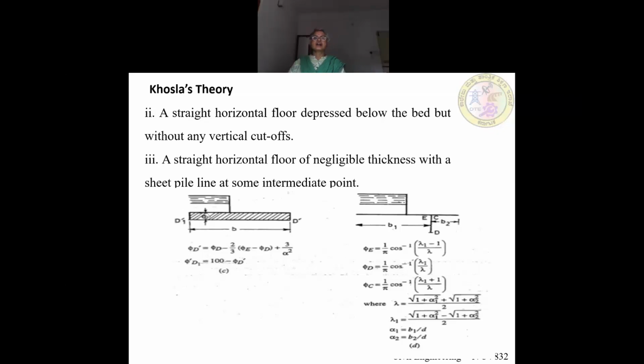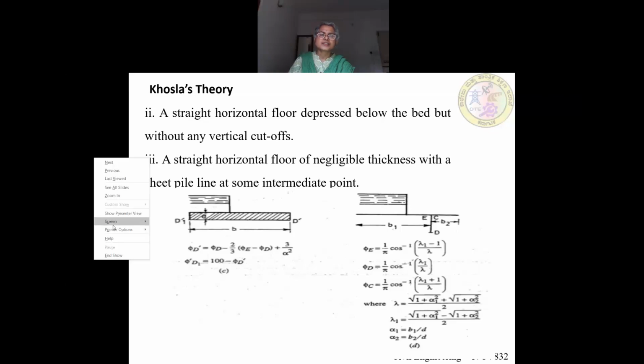Normally this horizontal floor will not be given. You will be given these sheet piles, and this is an intermediate sheet pile. So a straight horizontal floor of negligible thickness with a sheet pile line at some intermediate point. So this is in the middle. As I told you, a complex problem is divided into simple problems.